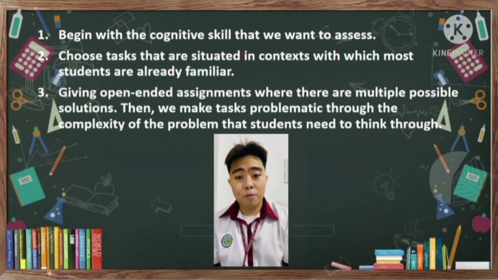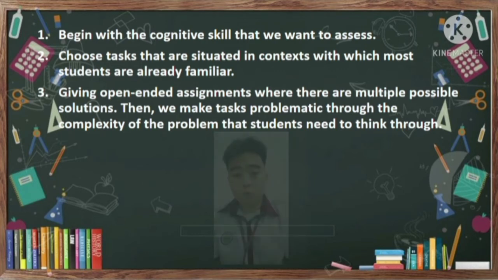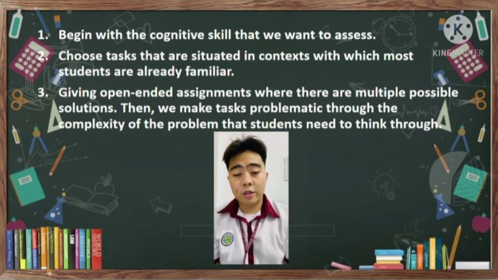These can be done through a couple of ways. First, we make tasks problematic by providing open-ended assignments where students can find multiple solutions for these problems. Second, we make these tasks problematic through the complexity of a problem. When a problem is complex, students need to really think it through to answer it. From an initial understanding of the targeted cognitive skill and the context in which we want to situate the task, we refine the task by asking targeted questions that elicit student thinking.